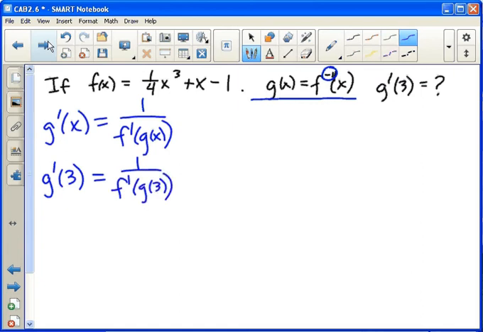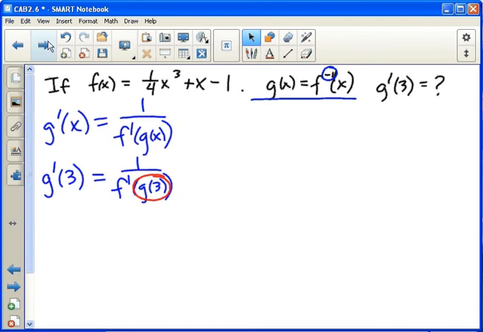So look, think about this carefully with me. We're trying to solve for g prime of 3, and right now we need to figure out what g of 3 would be. Normally if we had g, we would just plug in 3, but we don't have g, so we have to be a little creative.